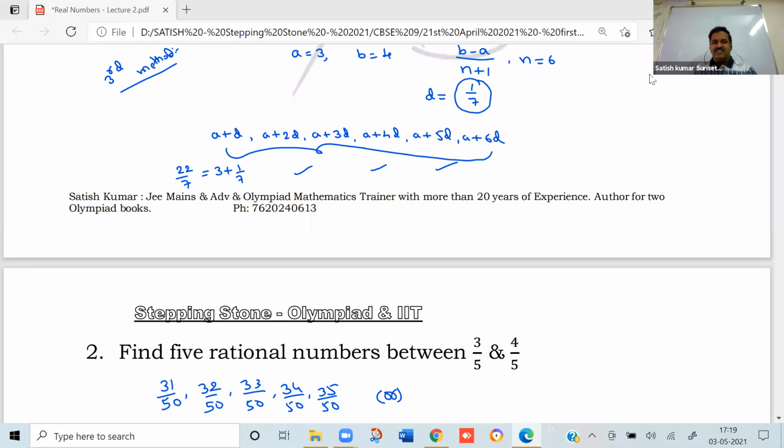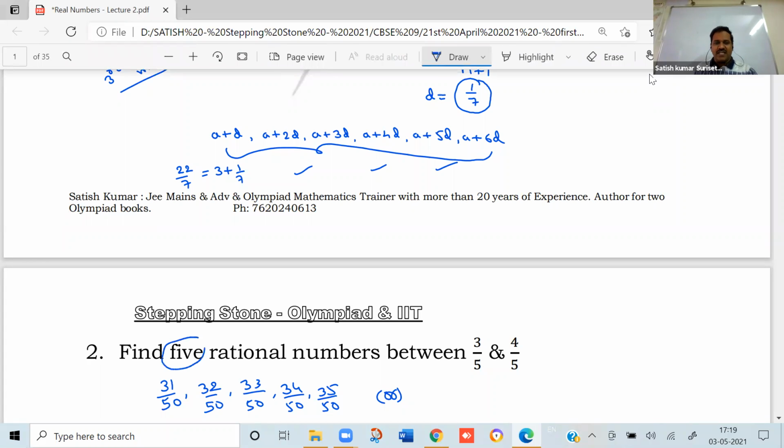So one answer is 31 upon 50, 32 upon 50, 33 upon 50, 34 upon 50, 35 upon 50, by multiplying the numerator and denominator by 10. Another method: because we want 5 numbers, multiply the numerator and denominator by 6. That means 18 upon 30 and 24 upon 30. Now write between 18 and 24.